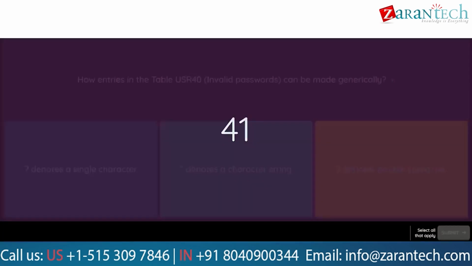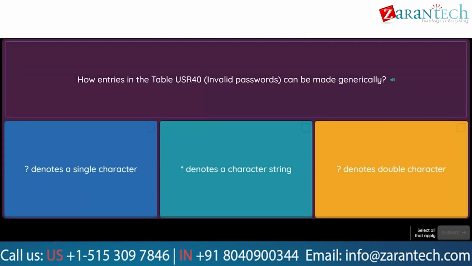Question: how can entries in the table USR40, invalid passwords, be made generically? Option 1, ? denotes a single character. Option 2, * denotes a character string. Option 3, denotes double character.